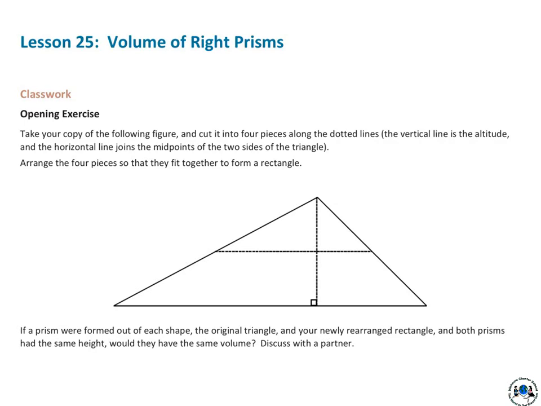This opening exercise asks you to take your copy of the following figure out of your binder and cut it into 4 pieces along the dotted lines. You can see those right there. That vertical line is what's called the altitude, and that's the very maximum height of that larger triangle. I'm not saying you have to actually do this, but if you want to, you'll see what's going to happen and manipulate it.